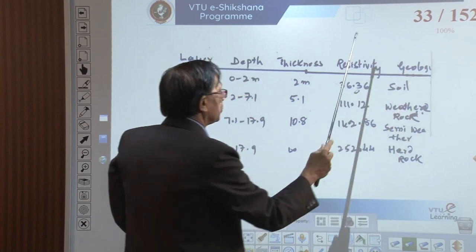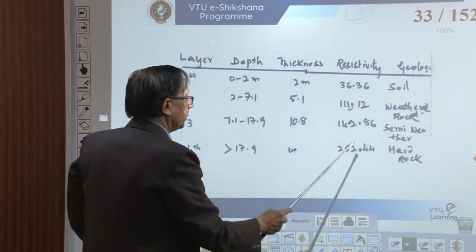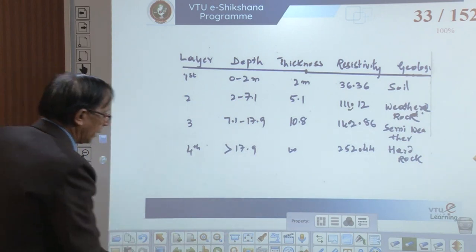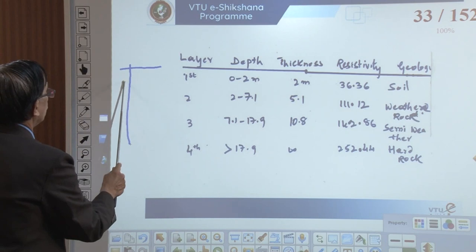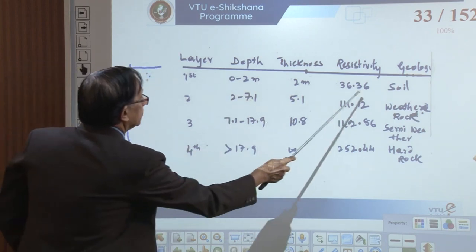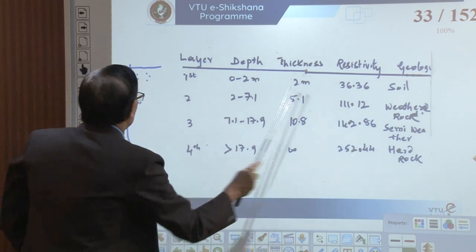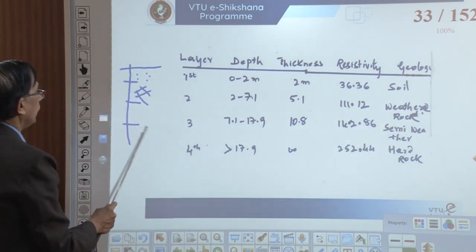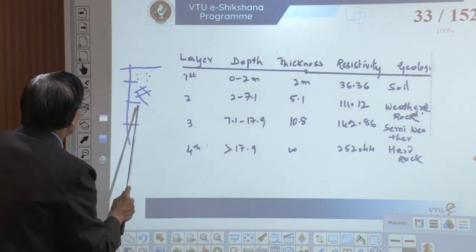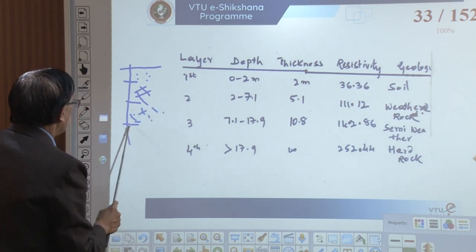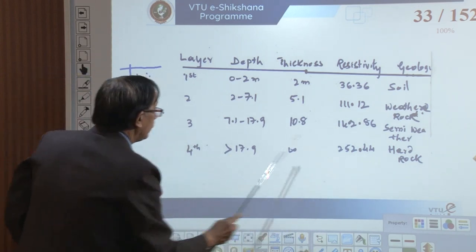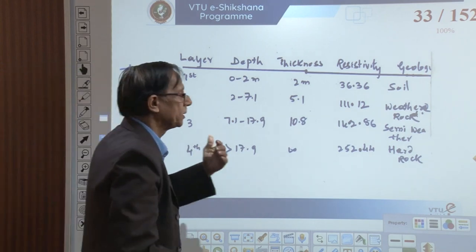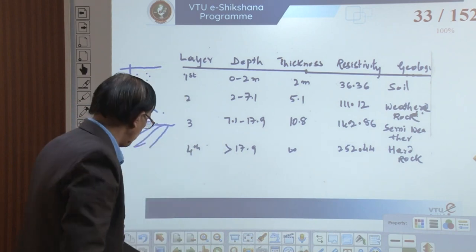This value corresponds to that of soil. This value corresponds to that of weathered rock. This to semi-weathered. This refers to hard rock. Thus, at depth, now I can say 0 to 2 meters, I have soil. This is the resistivity. 2 to 7.1 meters, I have weathered rock. From 7.1 to 17.9, I have semi-weathered rock. And from 17.9, this is the depth, I have hard rock. Yes. See, now I am getting the different types of rocks below the ground.